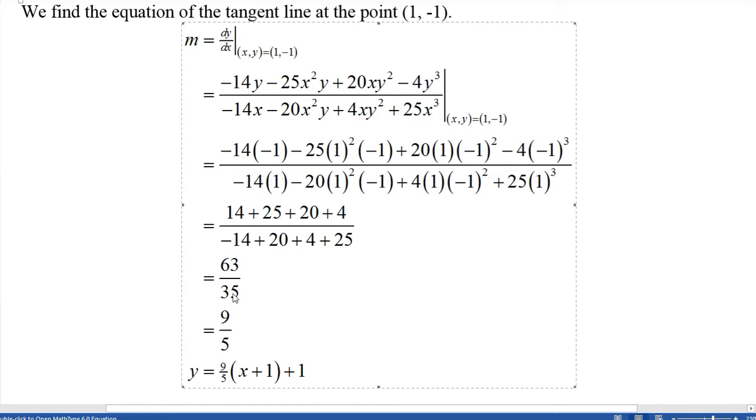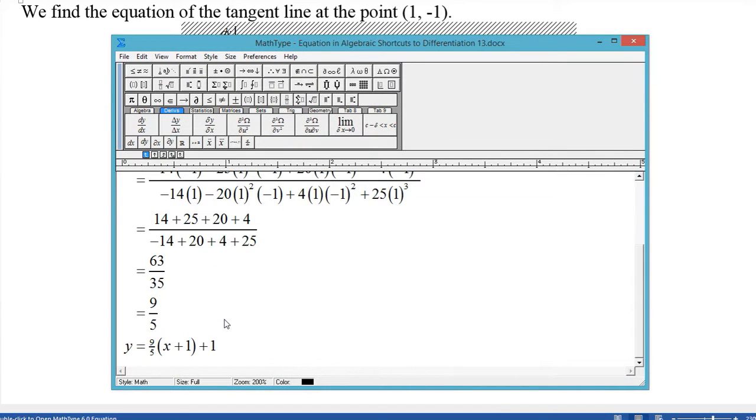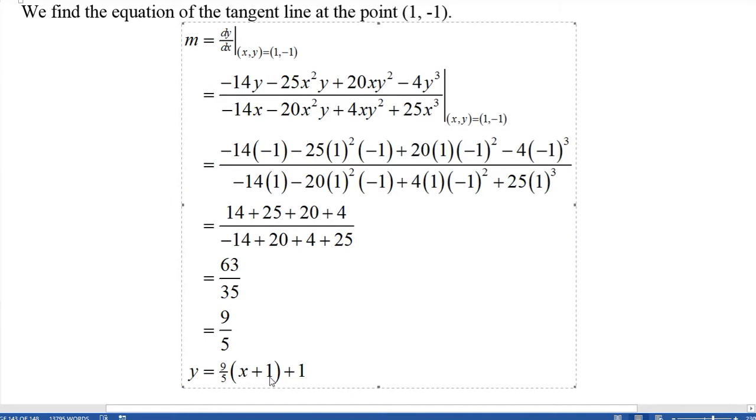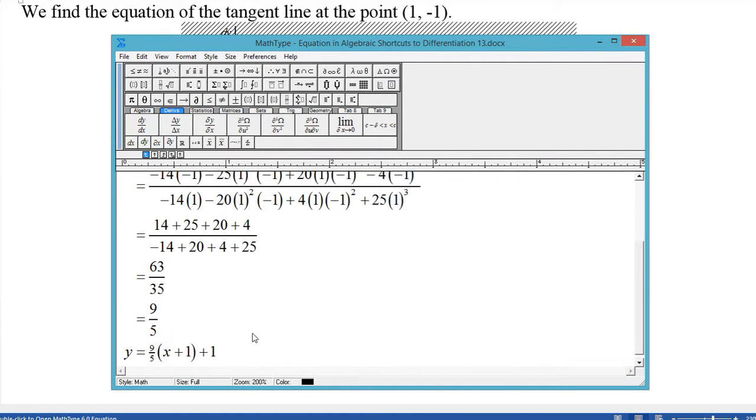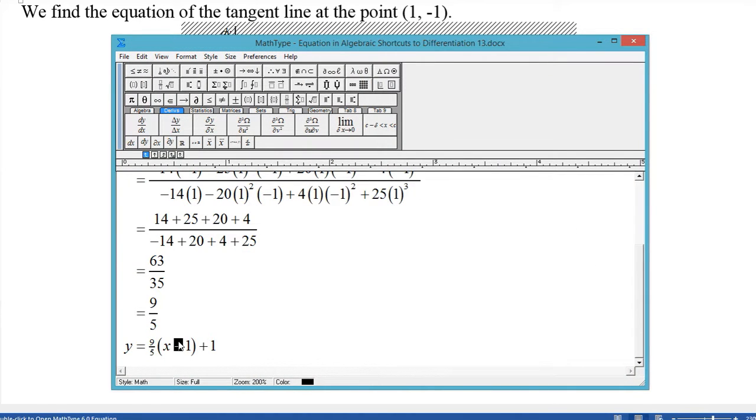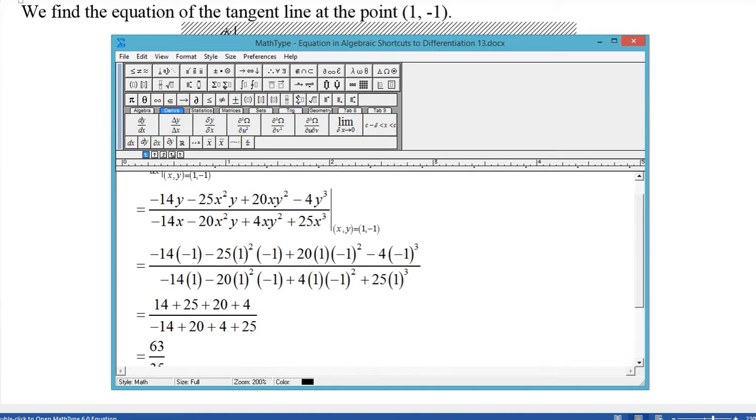And notice these both have a 7 in common. 63 is 7 times 9. 35 is 7 times 5. The 7's cancel, leaving you 9/5. So the slope is 9/5. And the equation is y equals 9/5, that slope, times (x minus the x coordinate) plus the y coordinate. It should be x minus a negative 1. Right, x minus a negative 1... no, x minus a positive 1, since the x coordinate is 1. So that's x minus 1. And the y is negative 1.